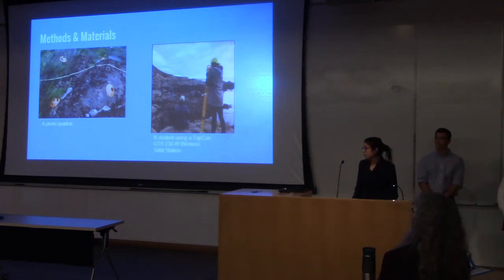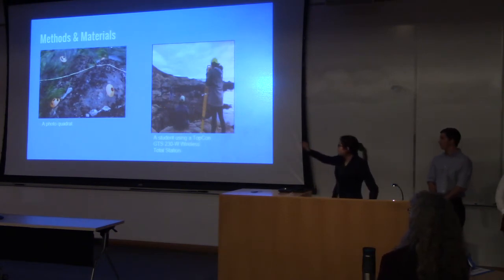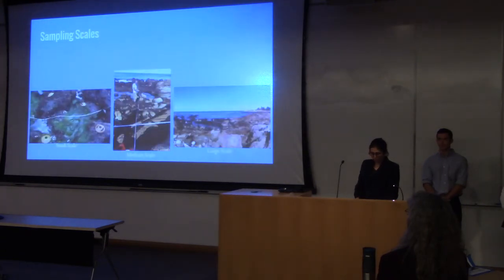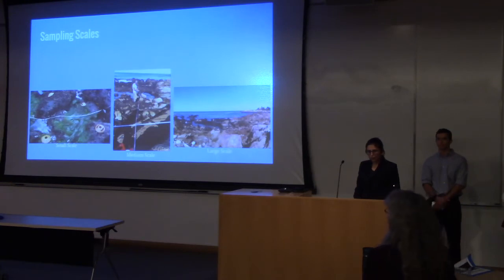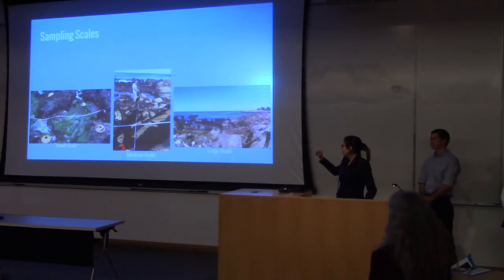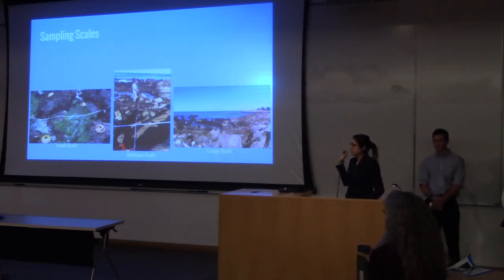We used a Topcon total station, which is seen right here on the right image, to obtain the location of the photo quadrats relative to mean low water. And this allowed us to obtain control points to later analyze in GIS. These are the spatial scales that we used. In the small spatial scale, we took photos of photo quadrats. In the medium scale, we combined transect lines. So there were 4 transect lines, and in the large scale, it was the entire site.